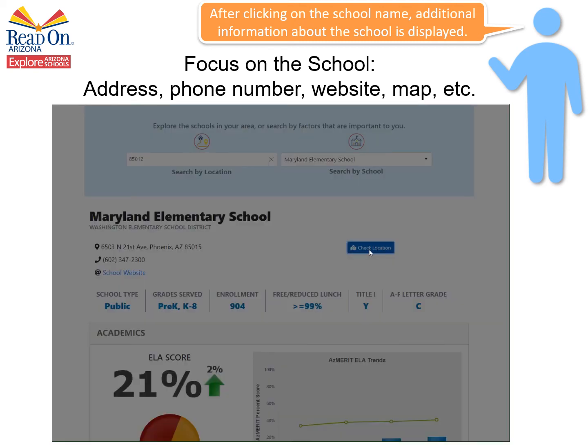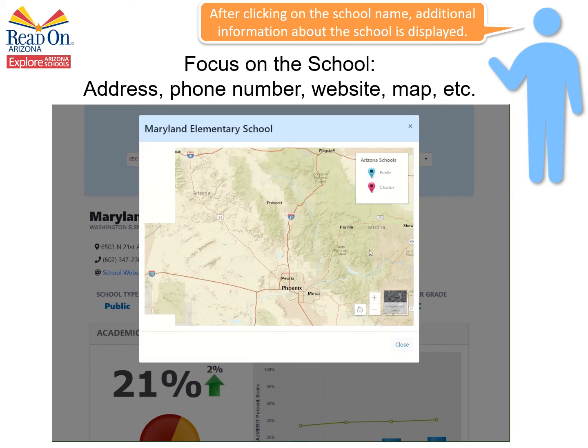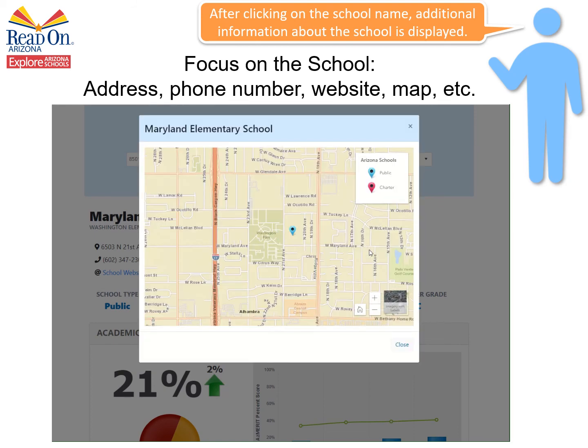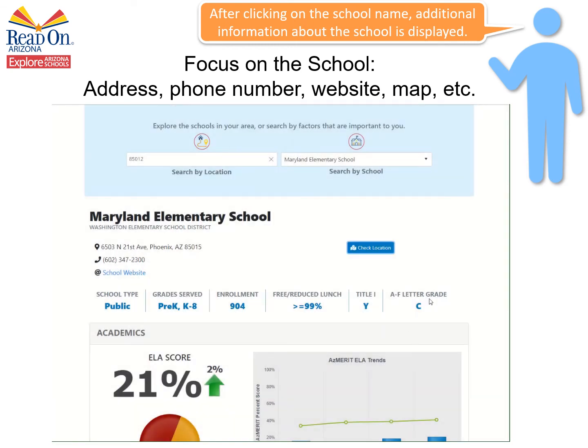You can also click on Check Location to see the location of the school on the map. This is especially helpful if you went directly to Search by School and have not yet viewed any schools on a map view. You can click Close to return to the school information page.